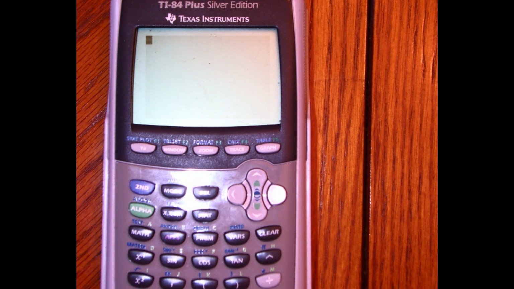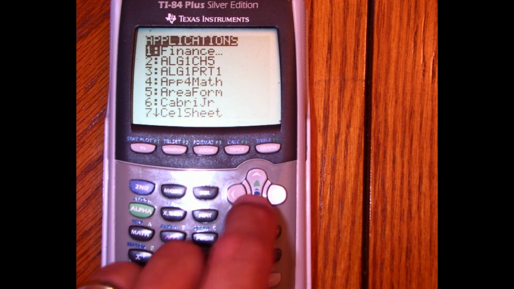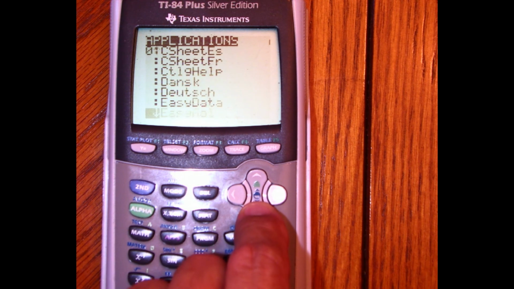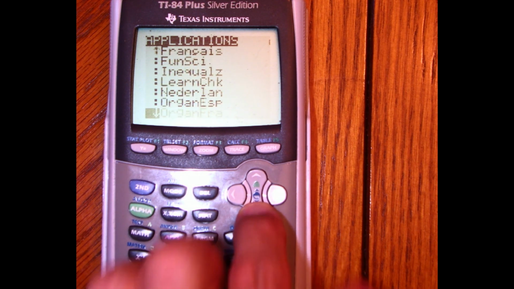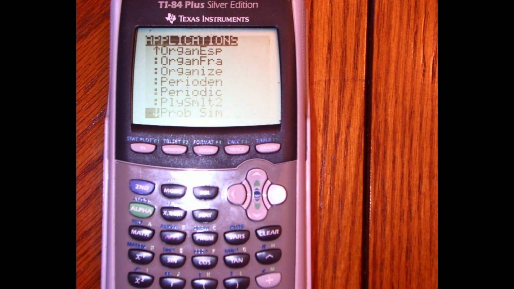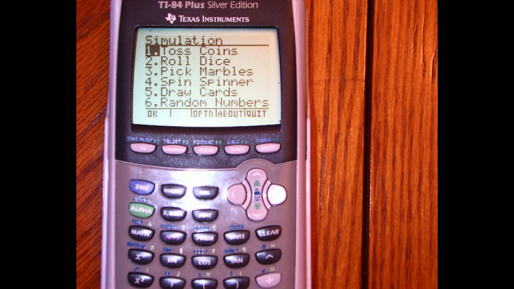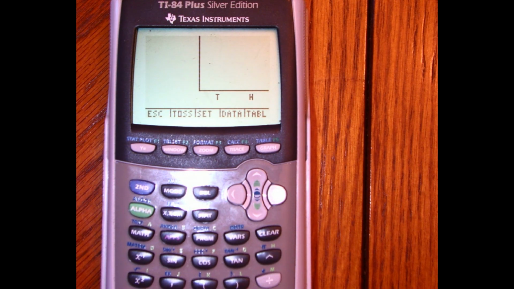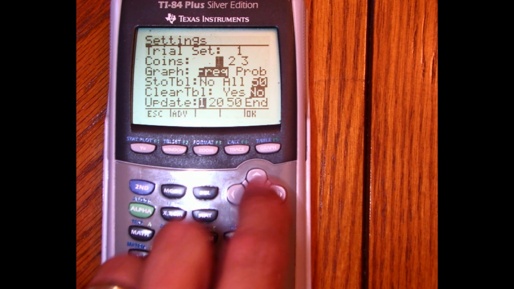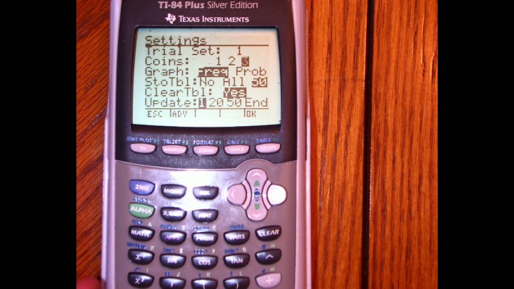If you go to the apps in your calculator and you go down to probability, we'll just go through a few scenarios here. Probability simulation right there, and you push that and then you push enter again. Let's say that we want to toss coins. I'm going to go to set, and we're going to toss 3 coins, and we want to figure out on average how many times it's going to take us to get all heads or all tails. So all 3 coins had to be the same.